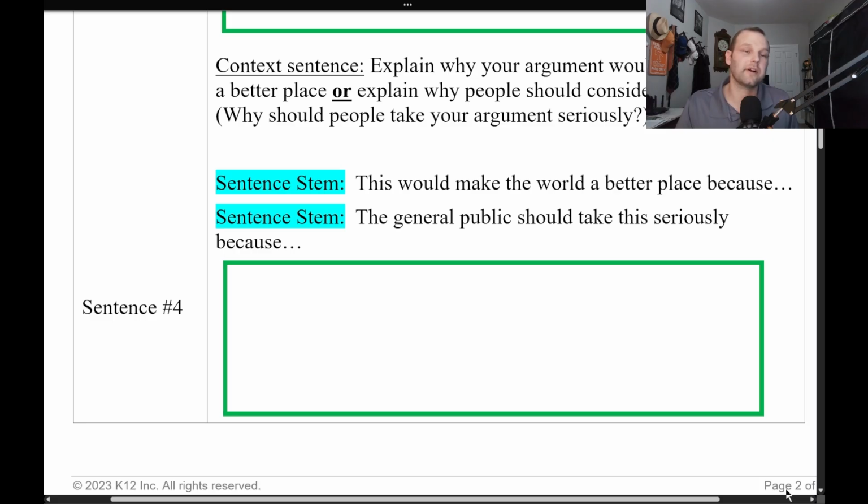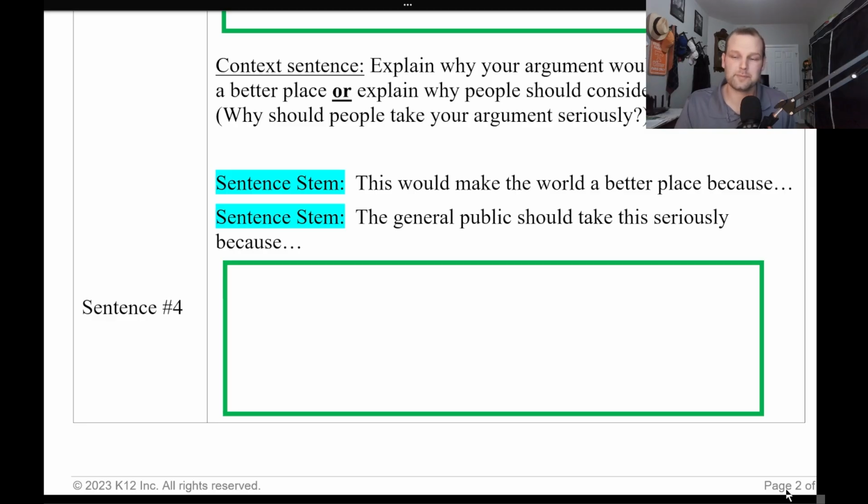Fourth sentence is your context sentence. Explain why your argument would make the world a better place, or explain why people should take your argument seriously. Sentence starter: this would make the world a better place because, or the general public should take this seriously because. Provide some more background information. Why should we care about this topic?